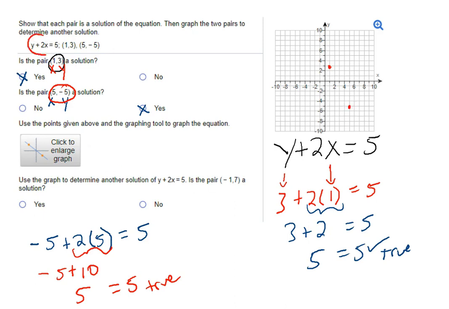This equation is a linear equation, which means the graph is going to be a line. And all you need to graph a line are 2 points. So we have these 2 points here. We'll connect them with a straight line.